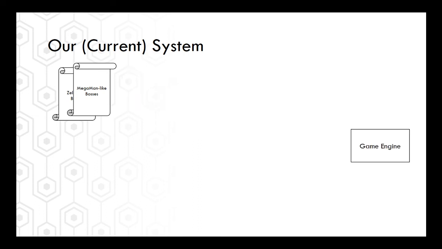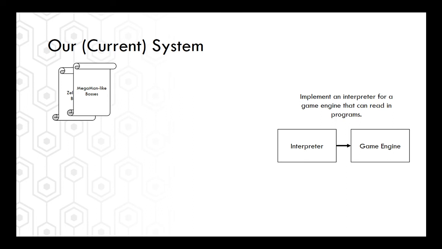The next thing that we do is obviously we're trying to make a game, so we need a game engine. We've written this domain-specific language, so we need to build an interpreter on top of our game engine of choice that will read in these programs. Right now we have a system where I can give it the domain-specific language representation of Moldorm, and it should give me a Moldorm-like boss in my game engine.